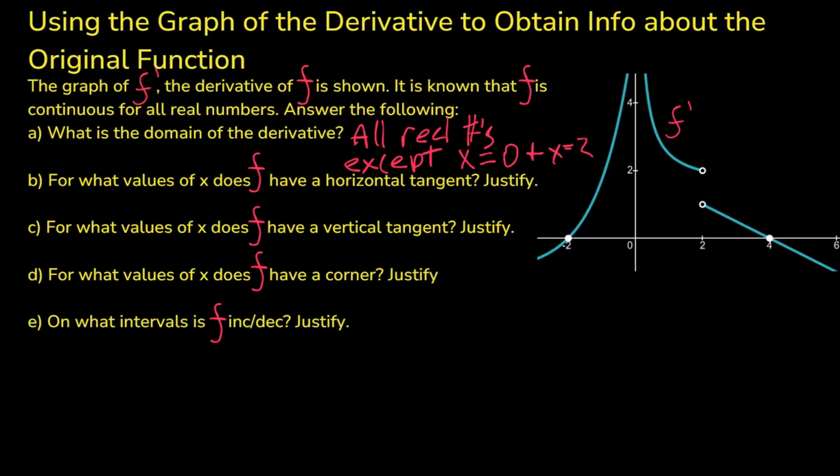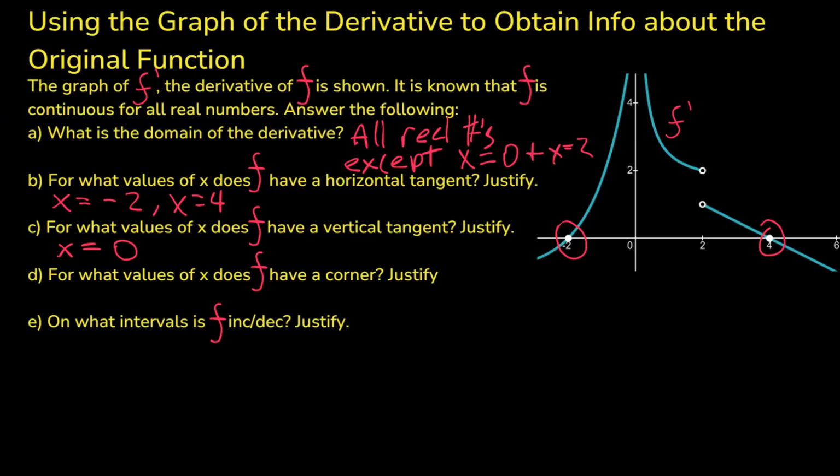Then part B, for what values of x does f have a horizontal tangent? Well, the graph of f has a horizontal tangent line when the derivative is 0. So that would be at x equals -2 and x equals 4. The justification is what I just verbally stated. We have a horizontal tangent line when the derivative is 0. Part C, for what values of x does f have a vertical tangent? The vertical tangent is going to occur when the derivative is unbounded. So x equals 0. And our justification is that the derivative is unbounded at x equals 0.